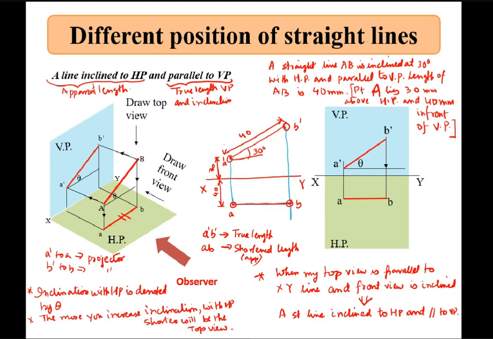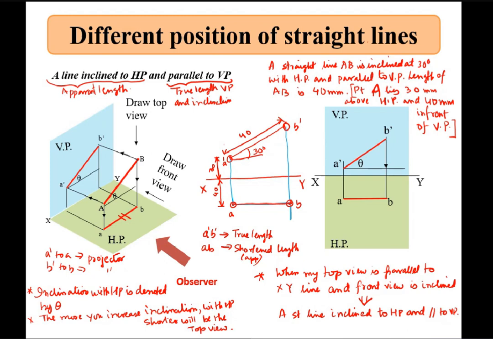Clear? Yes, sir. Sir, what did you say? The net was not working, I couldn't hear. Yes, the blue line that I have drawn from A dash to A is a projector or projection line. B dash to B, the blue colored line that I have drawn, is also a projection line. A dash B dash is the true length and AB is the shortened length. Small a, small b, that is what I said.